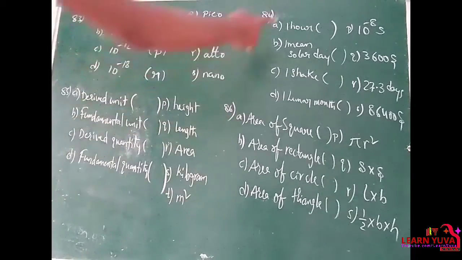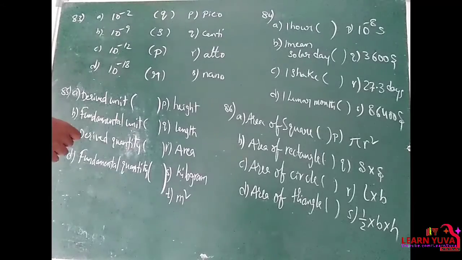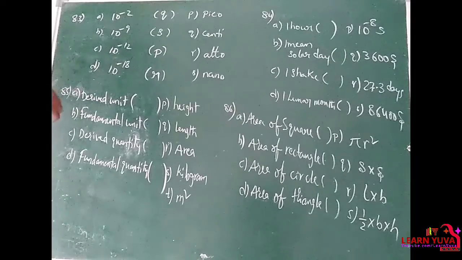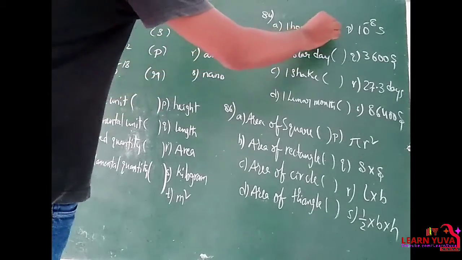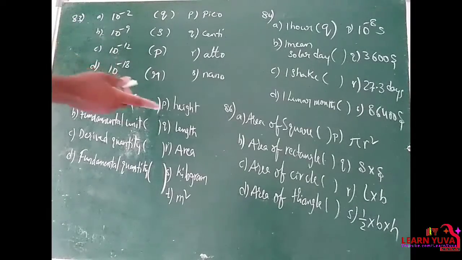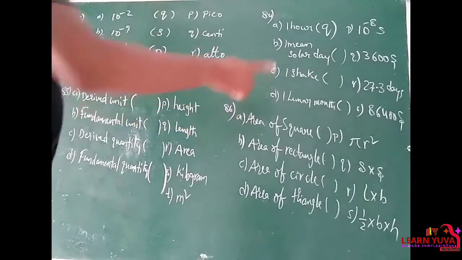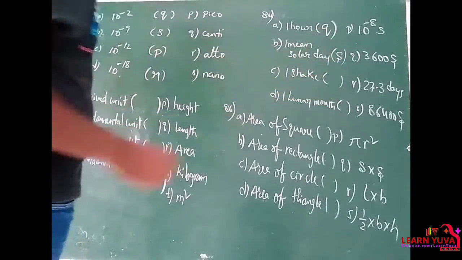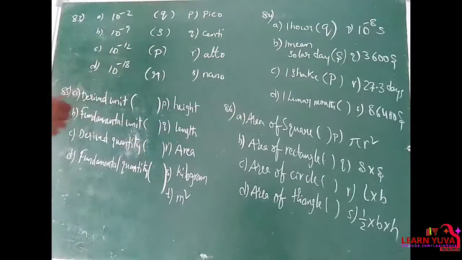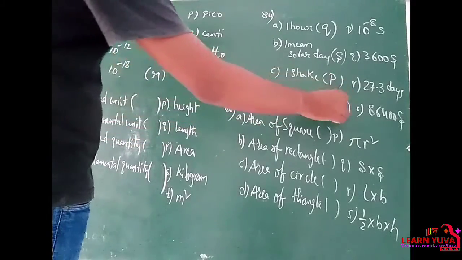Okay. Next, 1 hour. So 1 hour is equal to 60 minutes. So each minute is equal to 60 seconds. So 1 hour is equal to 3600 seconds. 1 mean solar day. So 1 day is equal to 24 hours. So 24 hours into 60 minutes into 60 seconds. So if you multiply 24 into 60 into 60, we got 86400 seconds. Yes. One shake, and we already know that 10 power minus 6 seconds. P. Lunar month. Yeah, actually it is R.